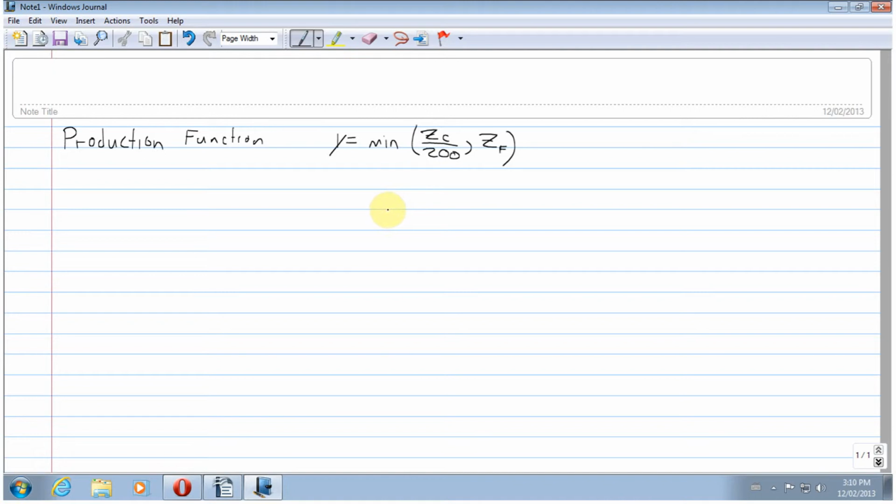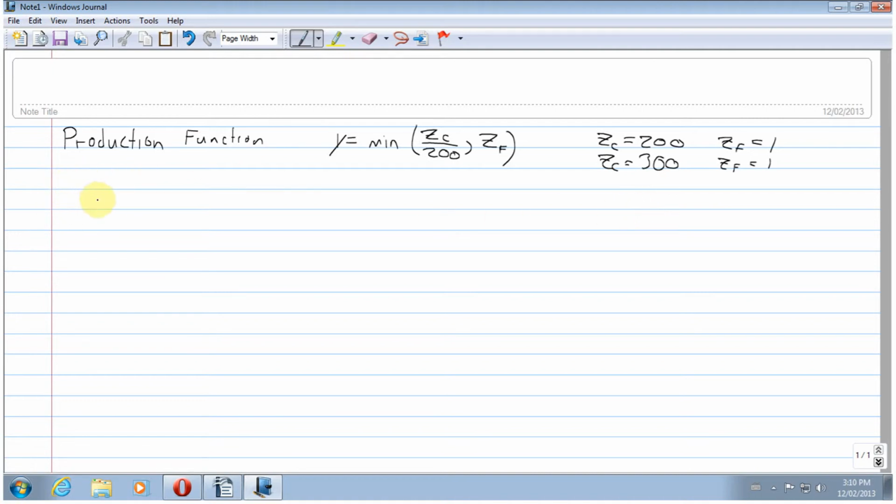And you'll notice that if we plug in the numbers given to us in the question, ZC equals 200 and ZF equals 1, we get exactly 1 unit of output. And if we have an excess of something, so say ZC equals 300 and ZF equals 1, then we still only get the 1 unit, which turns out to be 100 grams. So that's your litmus test for whether your production function works or not: do you get the right output as per the question when you put in the quantity of inputs?